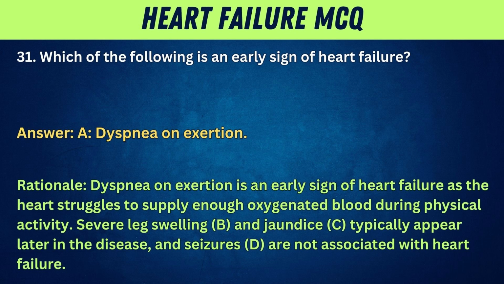Answer: A. Dyspnea on exertion. Rationale: dyspnea on exertion is an early sign of heart failure as the heart struggles to supply enough oxygenated blood during physical activity. Severe leg swelling, B, and jaundice, C, typically appear later in the disease, and seizures, D, are not associated with heart failure.